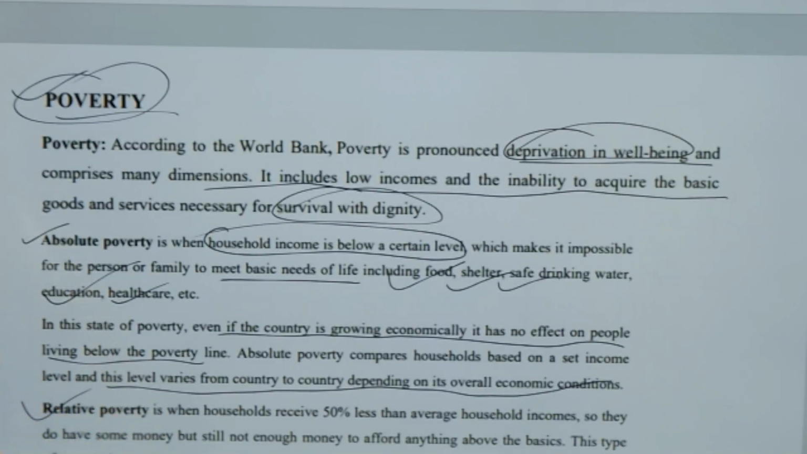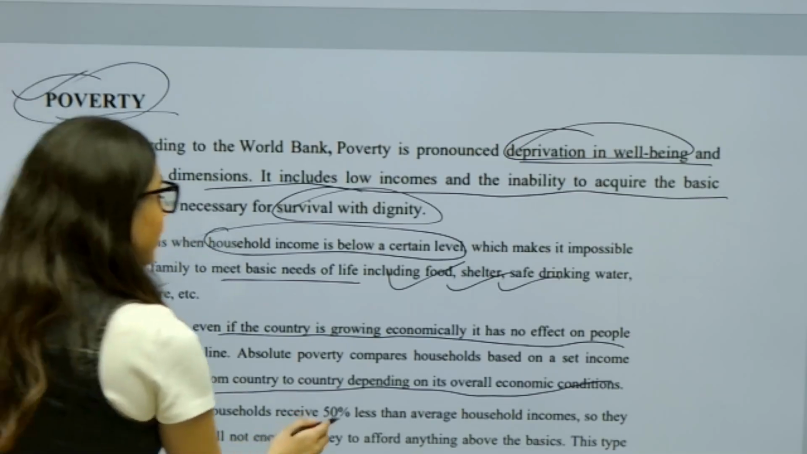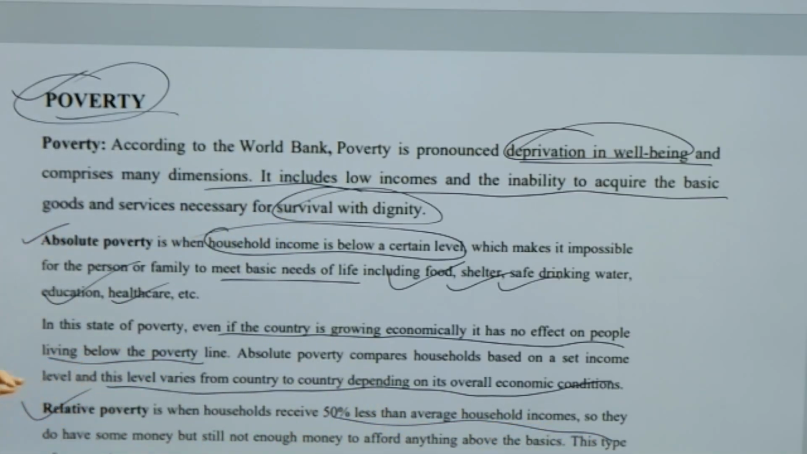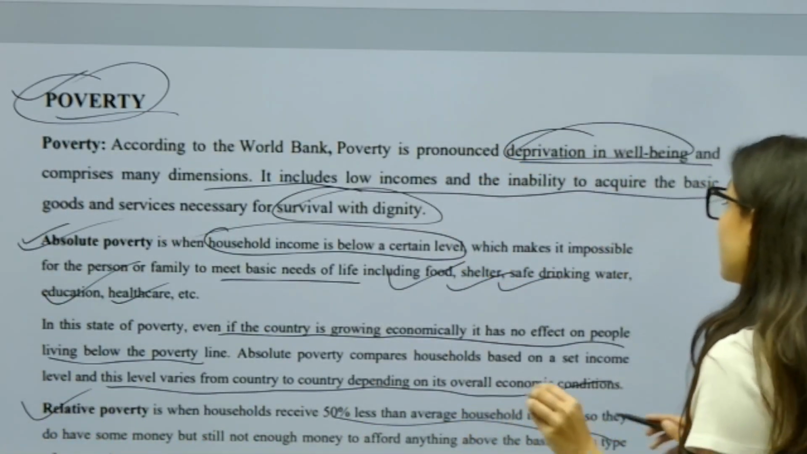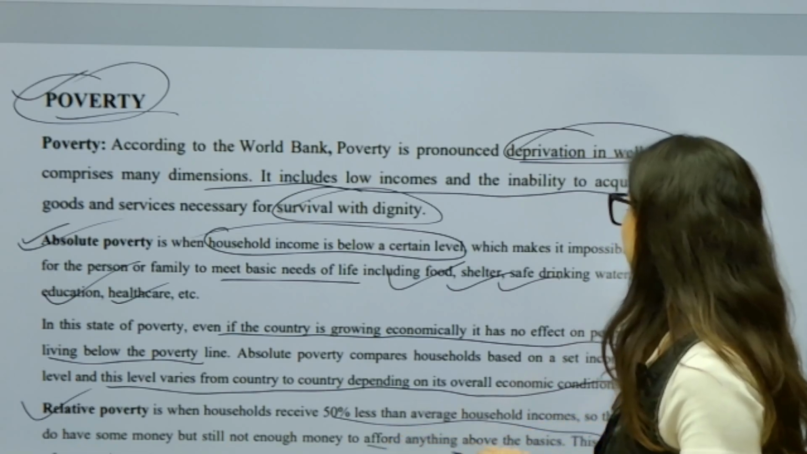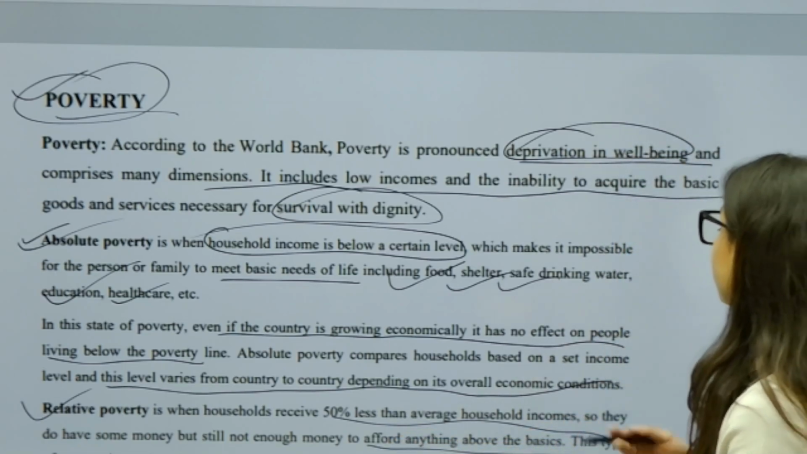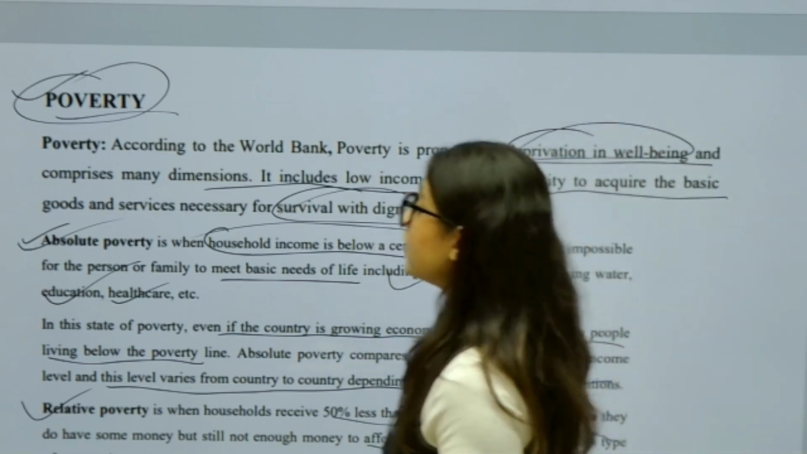The second concept is relative poverty, where the entire household receives 50% less than the average household income. So they have some money. In absolute terms there is no money, but in relative terms there is some money, but still it is not appropriate to meet the basic needs.